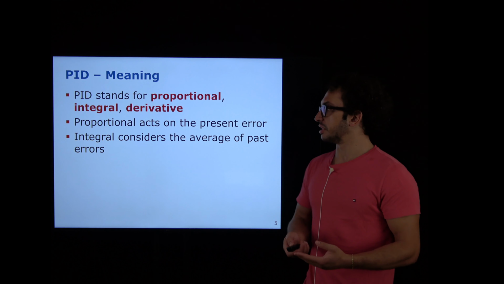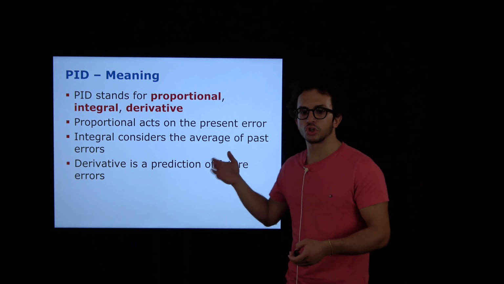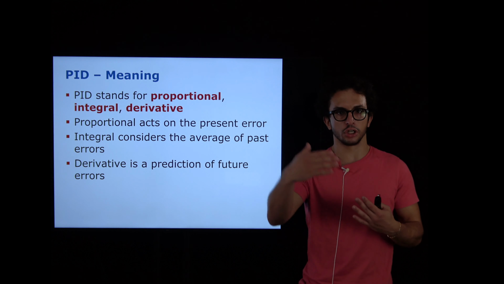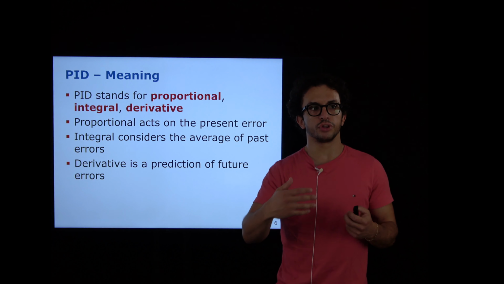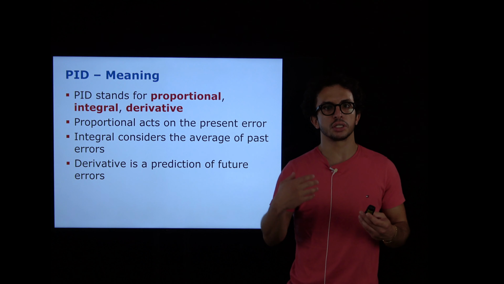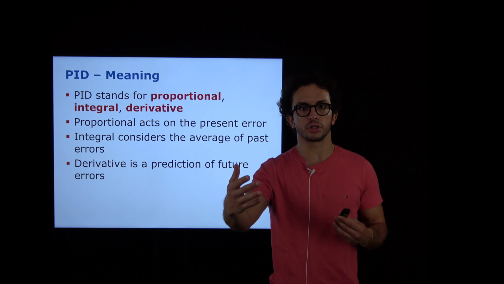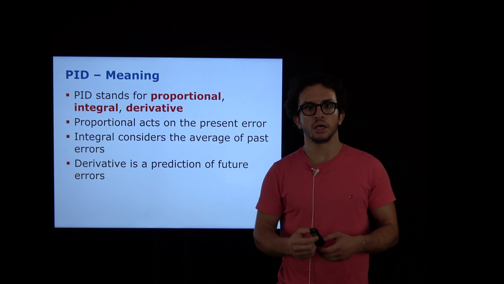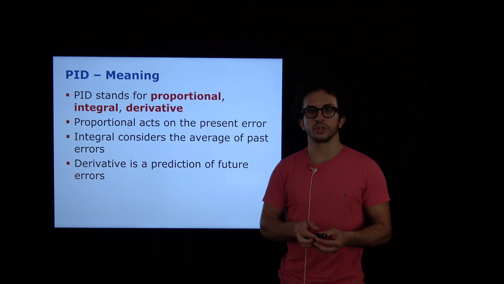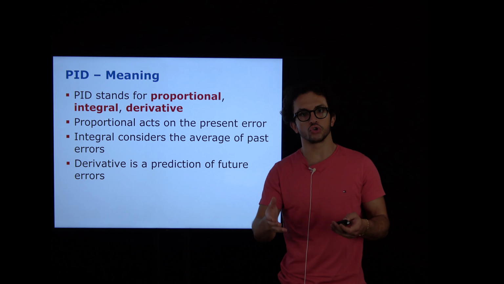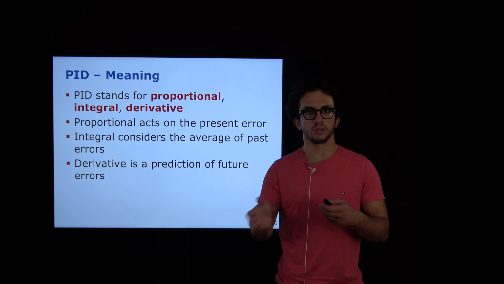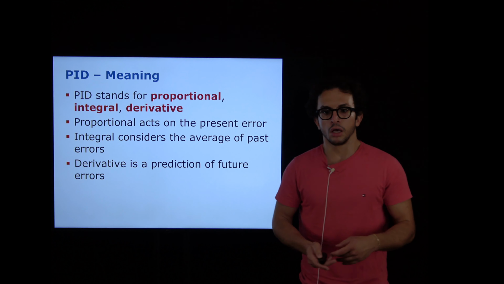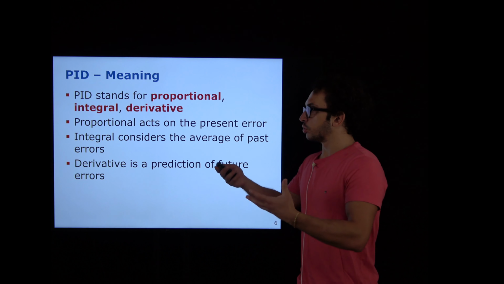And then we have the derivative term. The derivative term can be interpreted as a prediction of a future error. So the derivative term is something that looks forward and tries to predict the evolution of the system, and so it also steers the control action towards a certain direction.